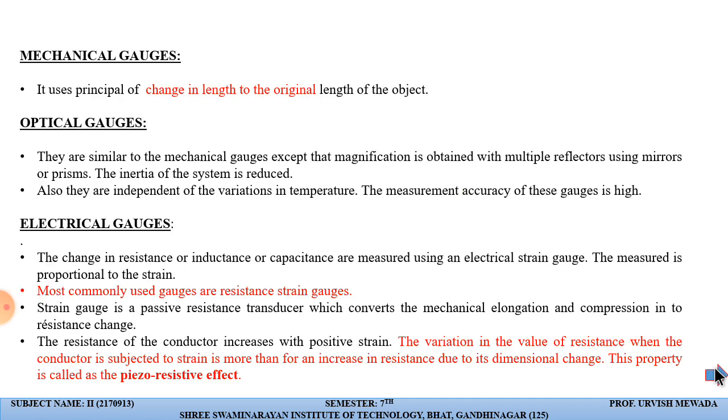Now the types of strain gauges. Generally we have different types of strain gauges.